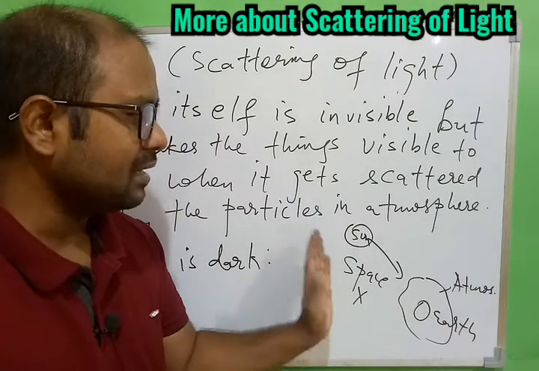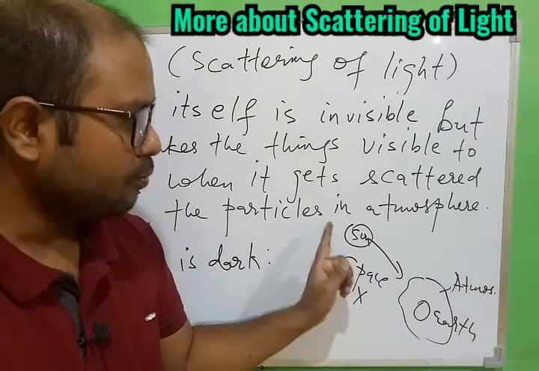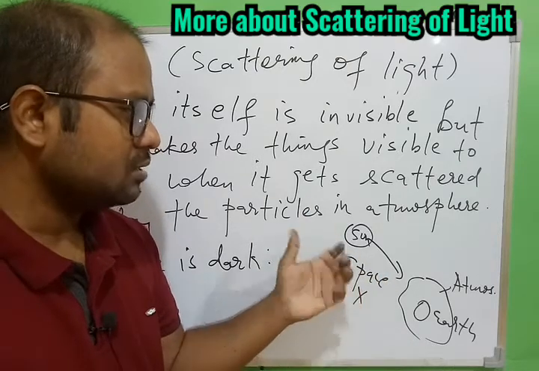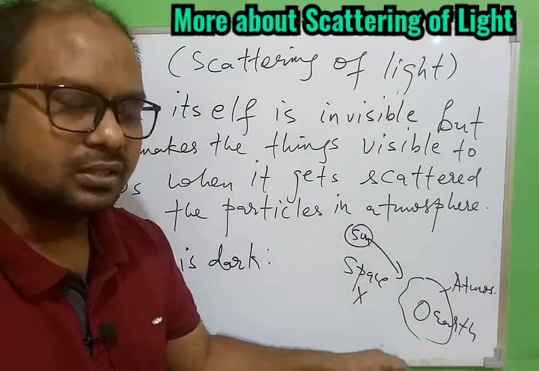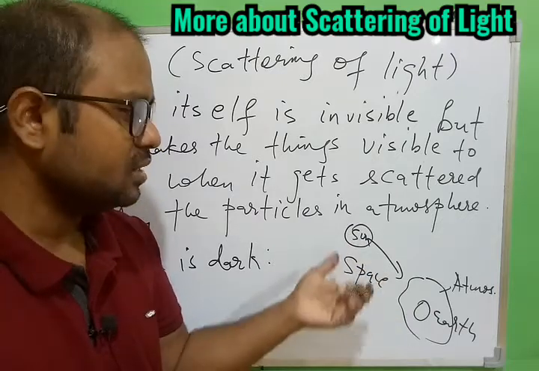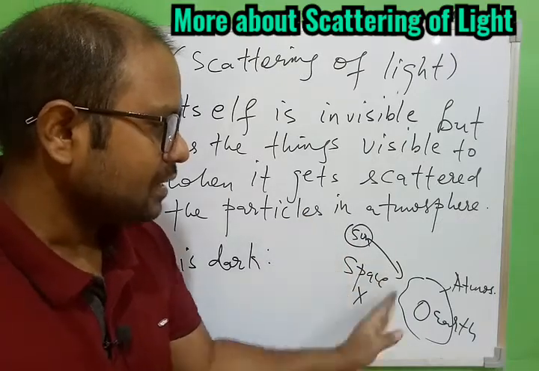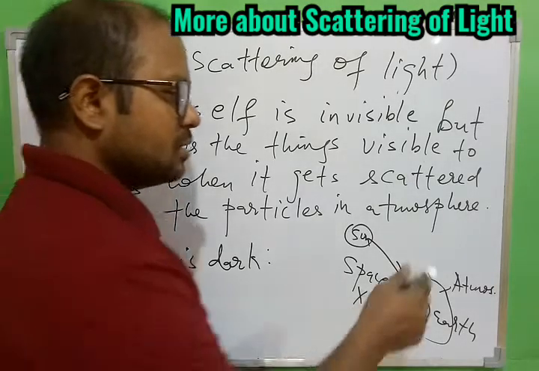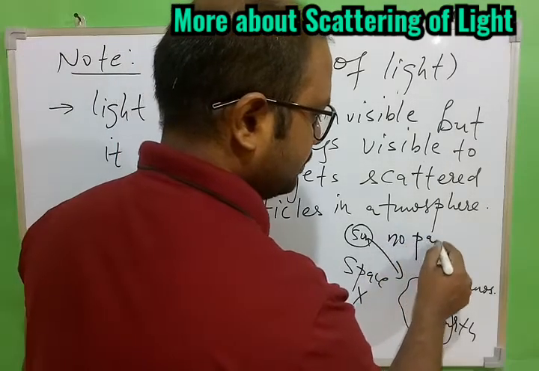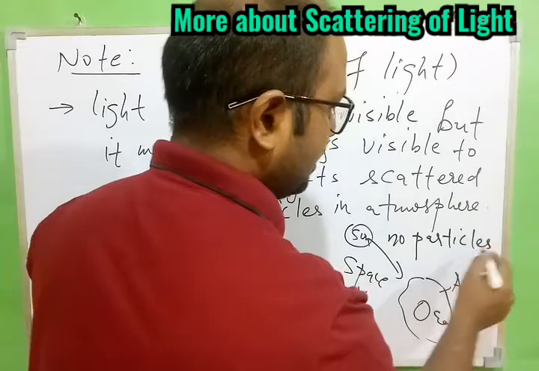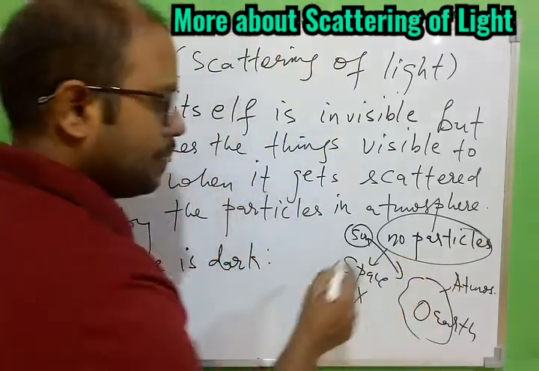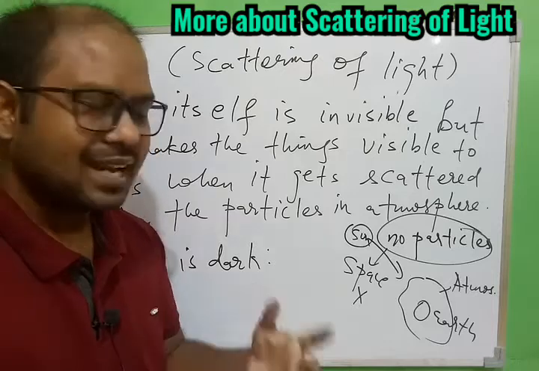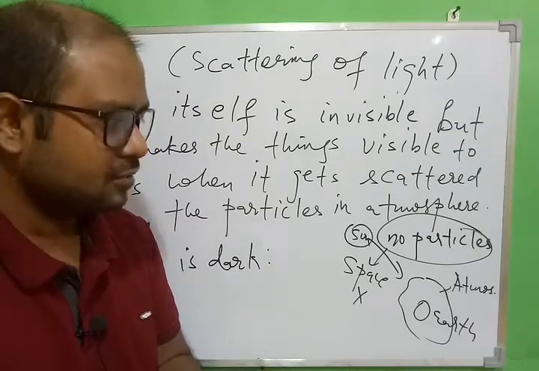So overall we know the light is traveling from the sun to the earth. Between the sun and earth, that is within space, the light is there, because the light cannot directly jump from the sun to the earth. It has to travel through space itself. But even though the light is traveling through space, the space is dark. Why? Because in space there are no particles, and without particles scattering of light is not possible, and without scattering you cannot feel the presence of light.